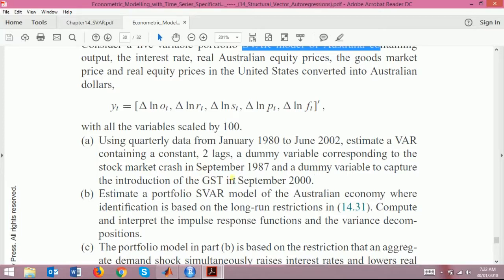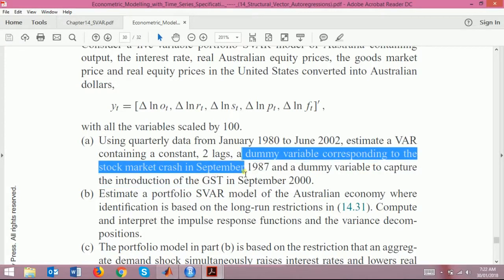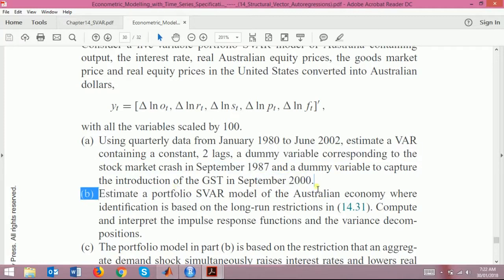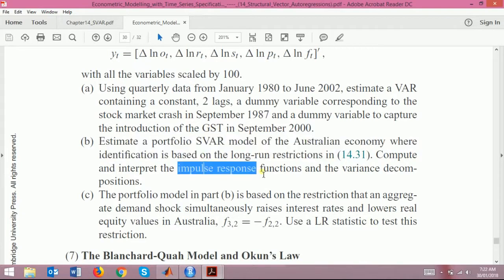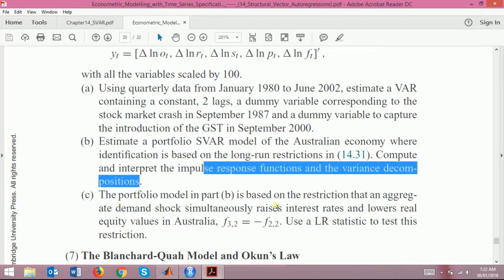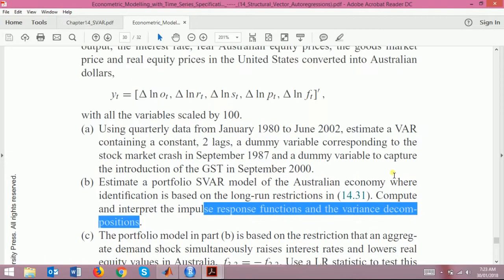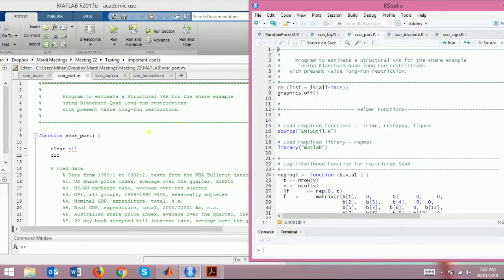Using quarterly data from this period, estimate a VAR containing a constant, 2 lags, a dummy variable corresponding to the stock market crash. Maybe we'll need to do a lag matrix because of the dummy variable, and a dummy variable to capture the introduction. Estimate a portfolio VAR model for the Australian economy where identification is based on long run restrictions. Interpret impulse response functions and variance decompositions. The portfolio model in part B is based on the restrictions that an aggregate demand shock simultaneously raises interest rates and lowers real equity value in Australia. Use the LR statistics. We are familiar with this.